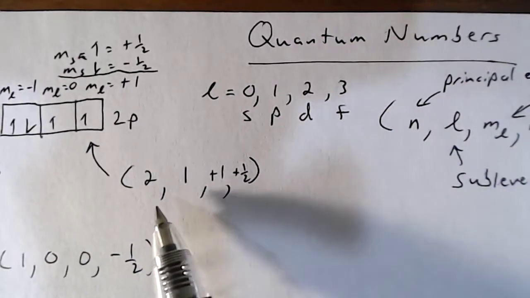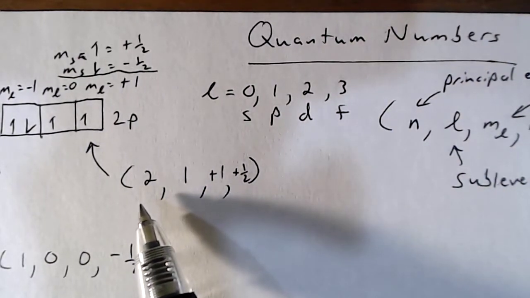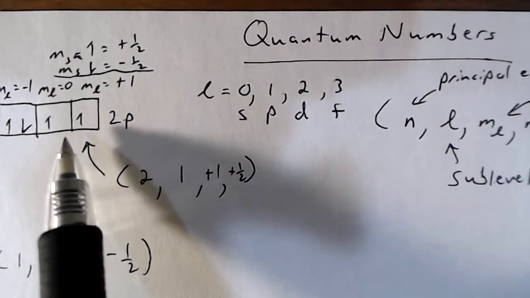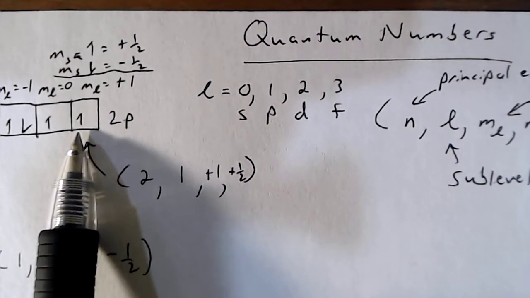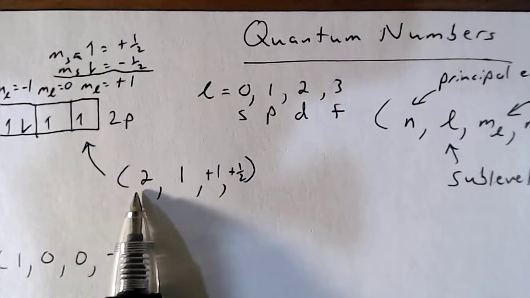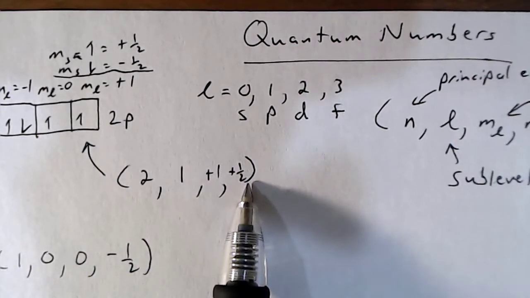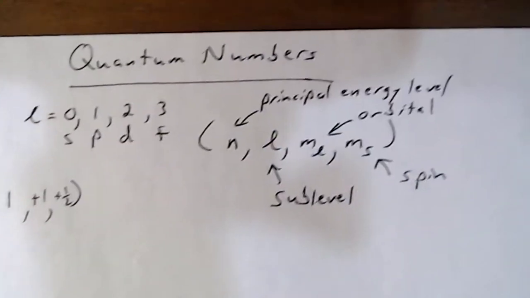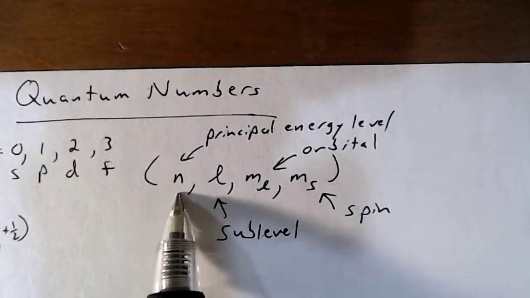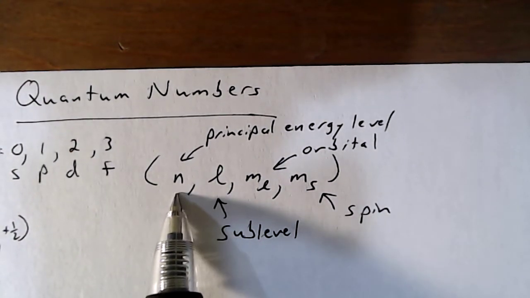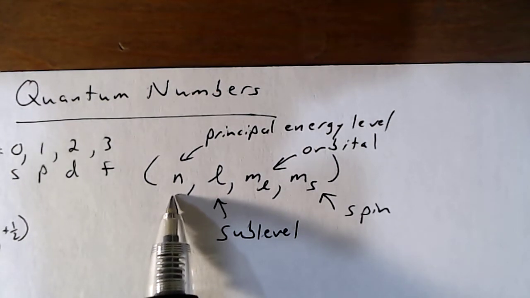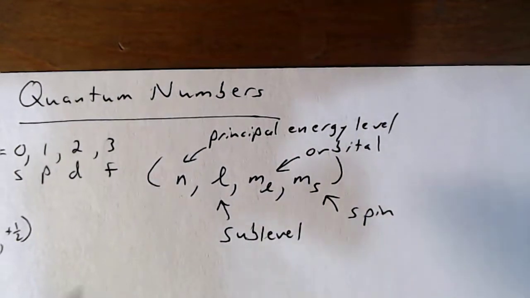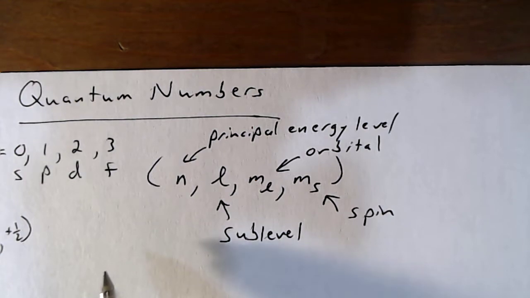Quantum numbers are really just codes for an electron's position and energy around an atom, and also the spin of that electron. So this is some series of quantum numbers for this electron. That first number that you would see is the principal quantum number. Really, it just represents the principal energy level that an electron might be in.